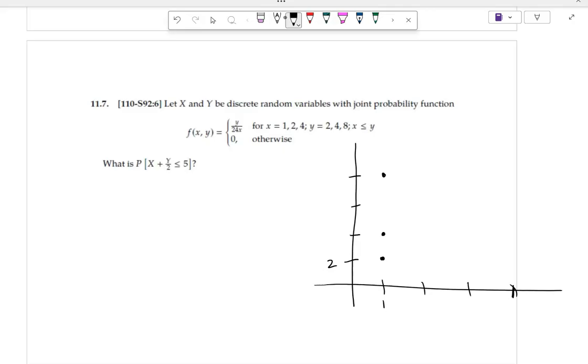What y value is going to be associated with the x of 2? I think 2 also works. Yeah, 2 also works. So you have 2, 4, and 8. But for 4, we have to use 4 or 8, right? I can't use 4, 2. Yes.